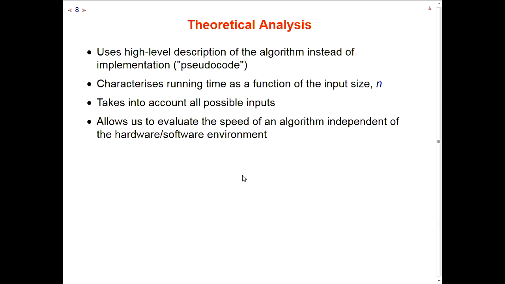That's one thing. Secondly, we characterize the running time as a function of the size of the input, and almost everywhere you will see that the input is measured with one particular number, n, which should take into account all possible inputs, and also will allow us to evaluate the speed, the efficiency of an algorithm independent of the hardware environment, whether I use a small laptop like this or a CSE lab computer, etc., and also independent of the software environment, whether I implement it in C or in Python, or whether I use a fast compiler or some slow interpreter.